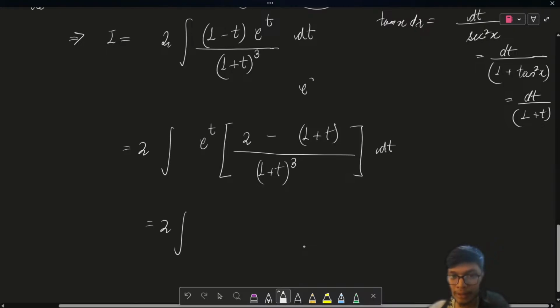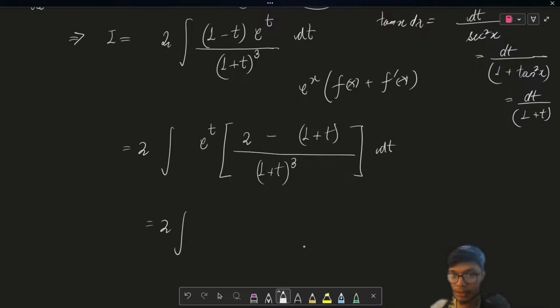What I'm trying to do is make it of the form e to the power x times (f of x plus f dash of x), so that if I take the integration of that, the result is very simple. That is e to the power x multiplied with f of x, right?